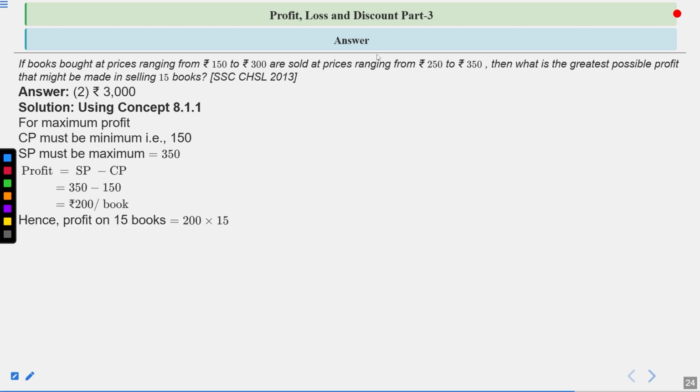Now how much profit do we gain on 15 books? If we get 200 rupees from each book, multiplying by 15, so 200 multiplied by 15, we get 3000 rupees total profit. So maximum profit is 3000 rupees. Second is the correct answer of this question. Next one.